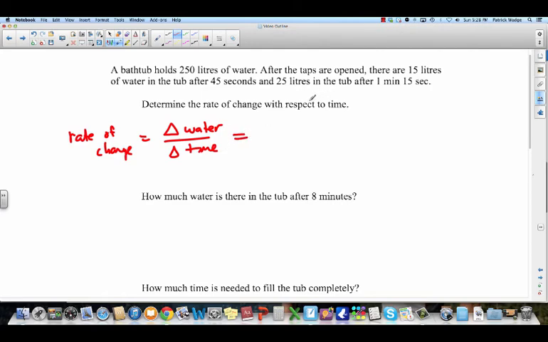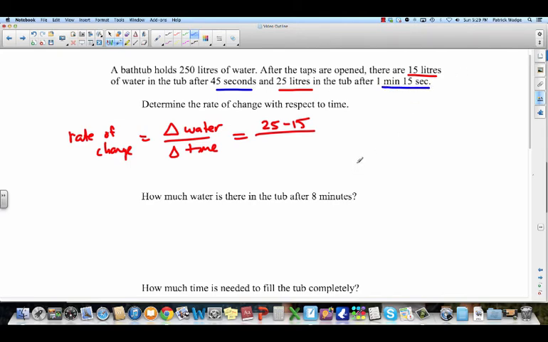Well, you could do this in a bunch of ways. You could look from the time 0 when it's first opened up to 45 seconds. You could look from time 0 up to 1 minute 15 seconds, or you could go from 45 seconds up to 1 minute 15. I'll do that latter case. I don't know why, but since they gave us all this information, I might as well use it all. So the change in water is 15 liters and 25 liters. So 25 minus 15. Now with the time, it goes from 45 seconds up to 1 minute 15 seconds.